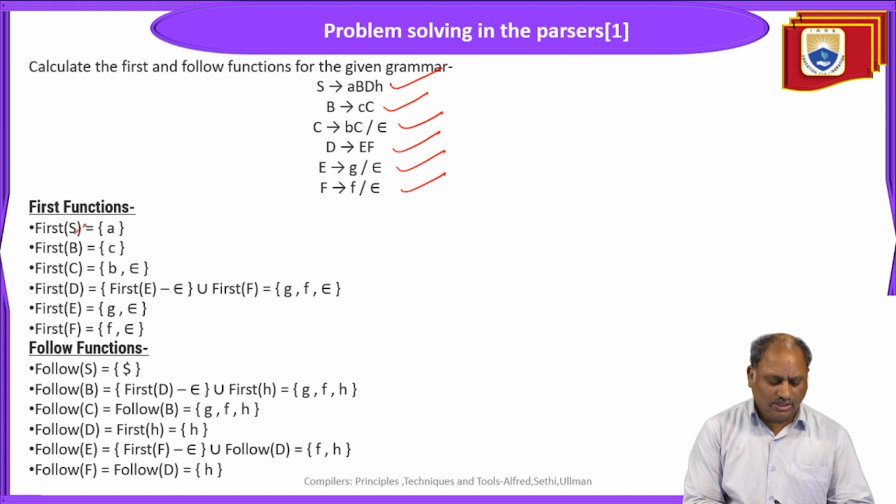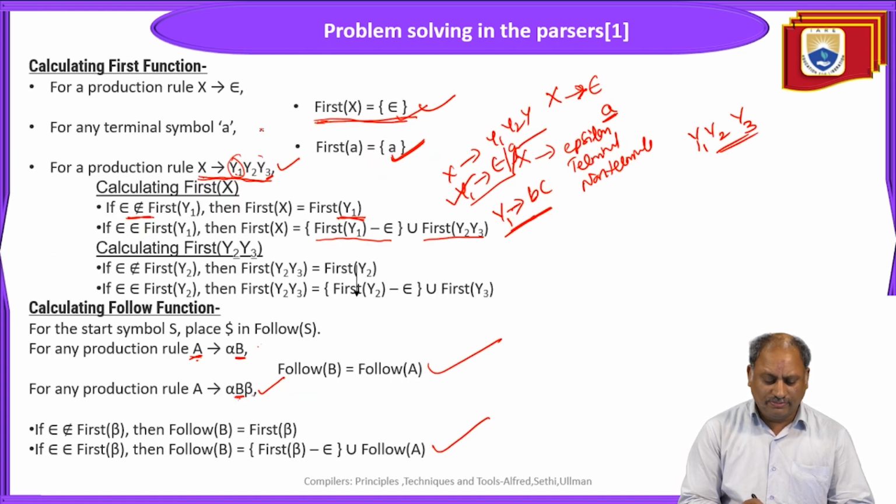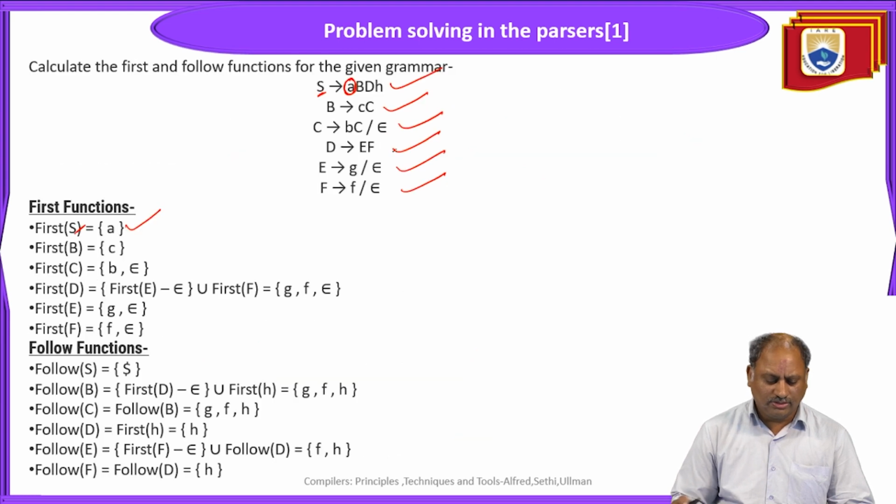So here S is available, so that's why we have computed first of S. And what is the first symbol most applied here? It is A. So if it is not a terminal, then we have to directly include it. Based on the previous rule, if a terminal appears, that means small a, then we have to include that as first of S.